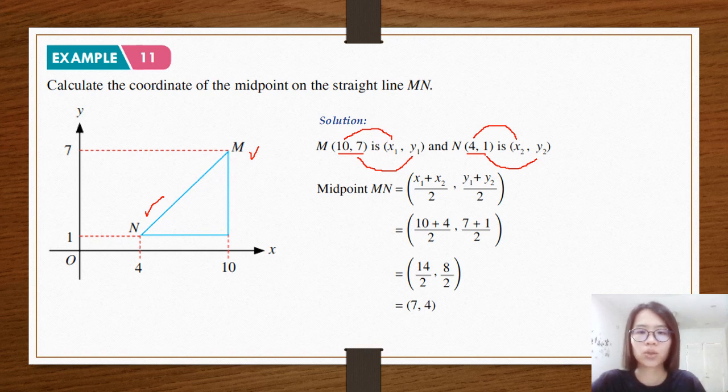x1 plus x2 divided by 2, y1 plus y2 divided by 2. We replace the value into the formula. x1 plus x2, so 10 plus 4 divided by 2, y1 plus y2, so 7 plus 1 divided by 2. At the end, we got the midpoint of MN equals to 7, 4.